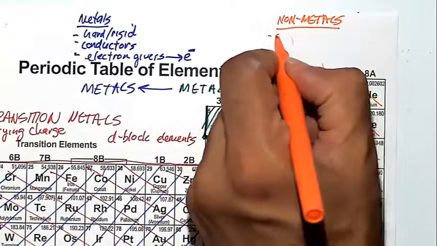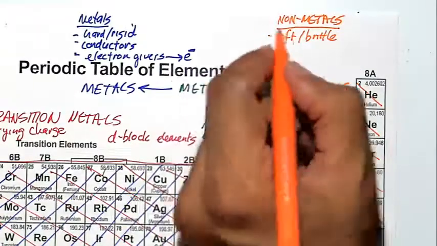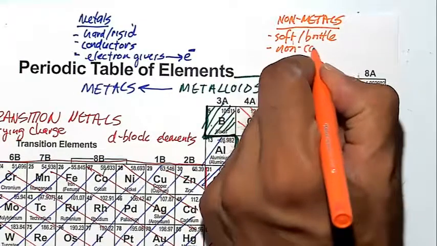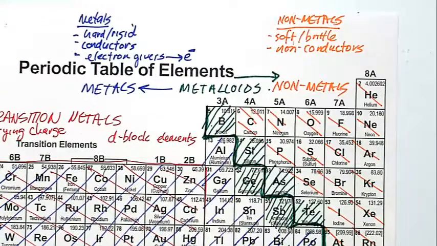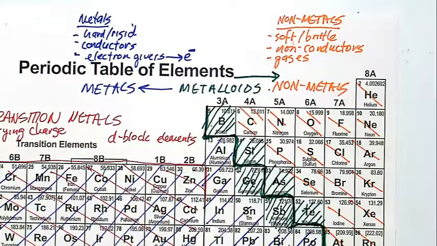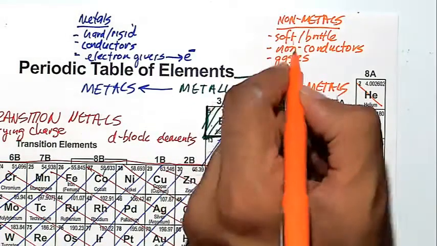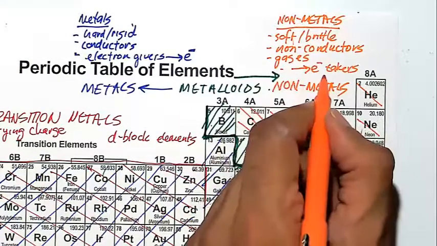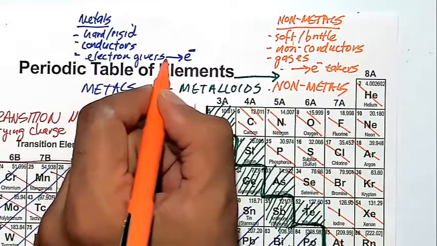So they're going to be kind of soft and brittle. They are going to be non-conductors of electricity, so electrons tend to not flow through them. Most of these are gases in their natural abundant state, while most metals, as you know, are solids. And these are going to be electron takers. These will grab electrons. These will give off electrons.